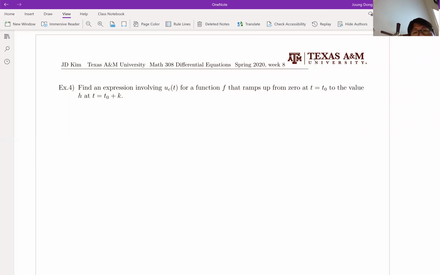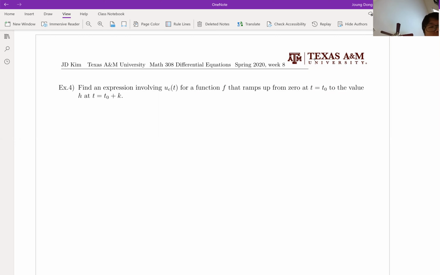Okay, let's talk about number 4. We're going to talk about the meaning of ramp up. If your function f ramps up from 0 to h, what does that mean? It's basically 0 at t0. It is a ramp up. It is not discontinuous, but continuous, ramping up and going down.